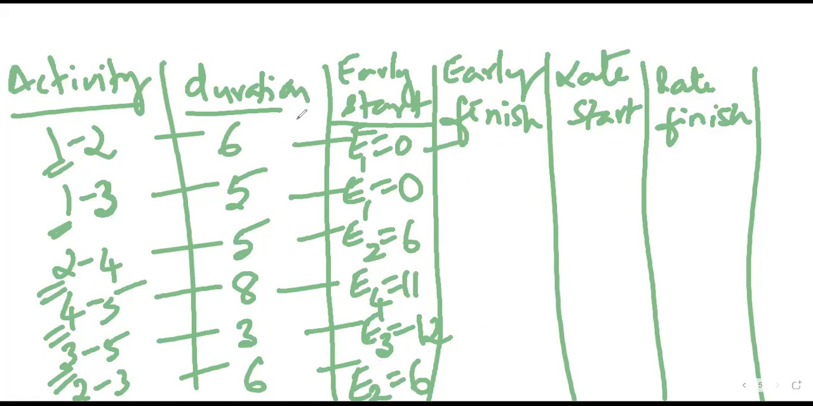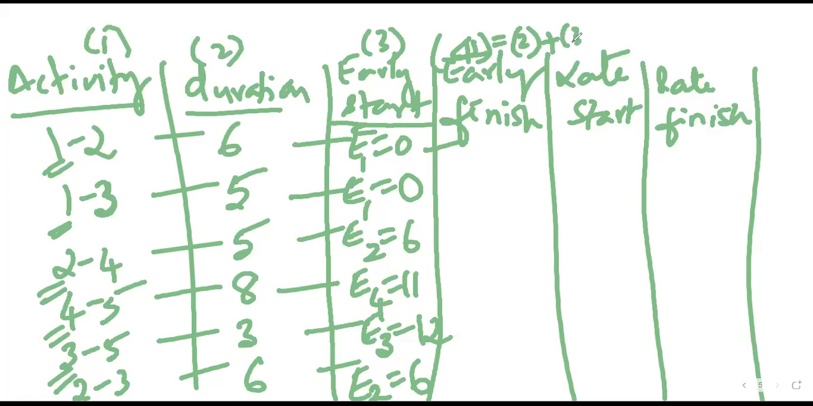Next, early finish is nothing but you add these two and then you will get this. If you add these two, you're going to get... add the number of the column. Fourth column is nothing but 2 plus 3. If you add the second and third column, you will get fourth column. So what is the value? Early finish. Six. 0 plus 6.